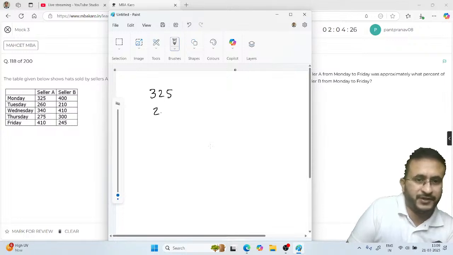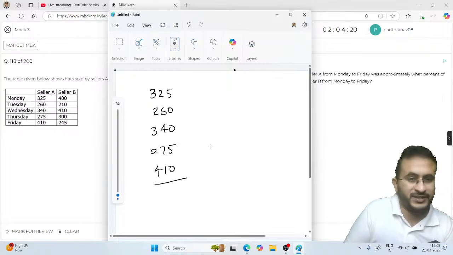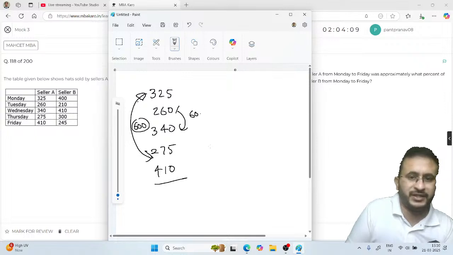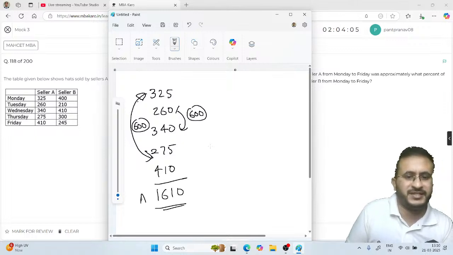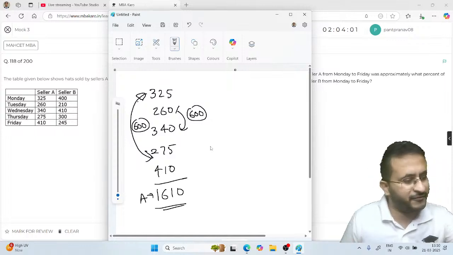So 325, 260, 340, 275 और 410 add करना है. I'm teaching you some addition tricks. 325 और 275 को साथ में ऐड करो. So what do you get? 600. इन दोनों को साथ में ऐड करो, so you get 600. 1200 हो गया प्लस 410, 1610. So A में 1610 हो गया, right? Now here there are fewer values, so you can add column wise for B.